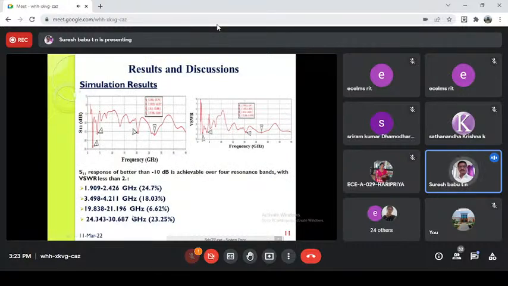So these are the simulation results of my proposed antenna. In the simulation results, in that graph, S11 better than minus 10 dB is achievable over 4 resonance bands. The VSWR is less than 2 over the 4 bands: 1.9 to 2.4 and 3.4 to 4.2. So these are the sub 6 gigahertz bands. 19 to 21 and 24 to 30 are above 6 gigahertz, beyond 6 gigahertz bands.